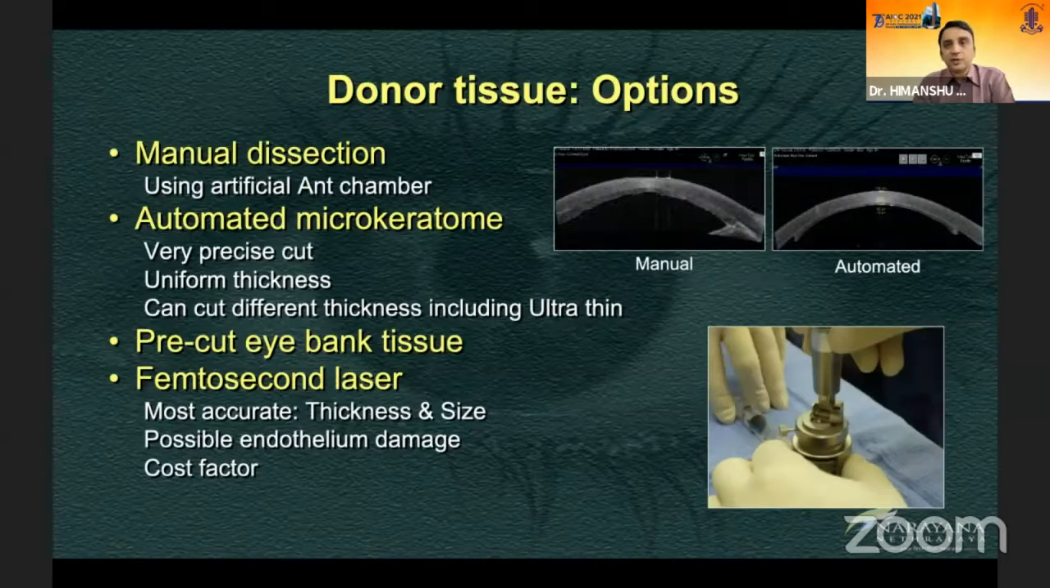For tissue preparation, we can have manual dissection or automated dissection. I would prefer automated dissection because it gives me a very precise, uniform thickness donor tissue. You can have ultra-thin tissue or thicker tissue, based on what kind of blade you are using. In certain places we have availability of pre-cut tissues from the eye bank, and even femtosecond laser can be used. However, sometimes femtosecond laser tissue can have some endothelial damage, which has to be kept in mind.